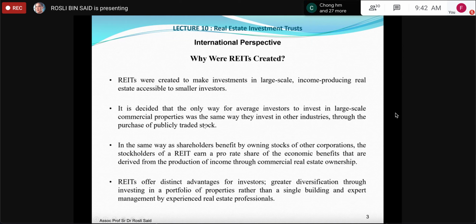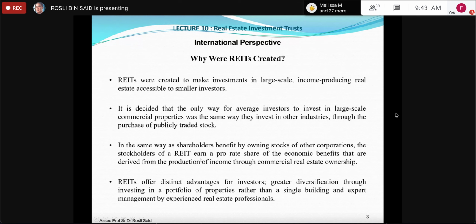So it was decided that the only way for an average investor to invest in large-scale commercial property was the same way they invest in other industries, through purchase of publicly traded stock. Like IPOs, I said just now, for ordinary stock from a corporation. It's the same thing for REITs, the stocks. The way they work is still the same, like stock. So basically, the REITs company will issue real estate investment trust units. The real estate investment trust is the same as a stock. So basically, we can purchase it.